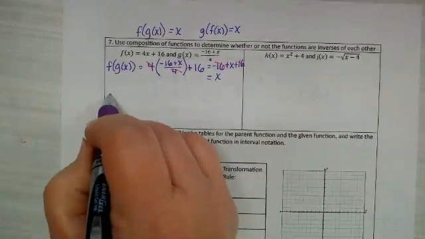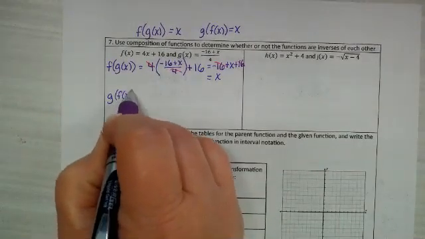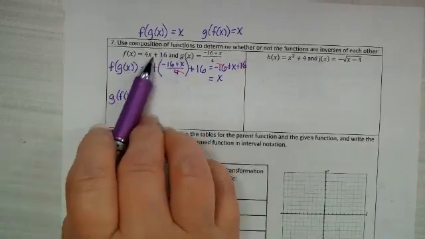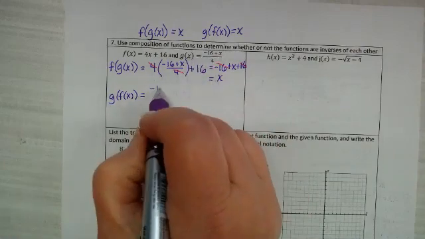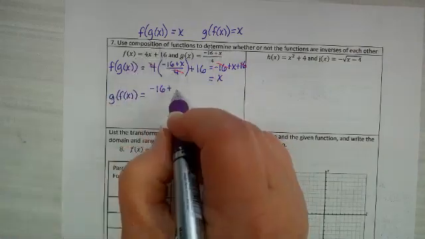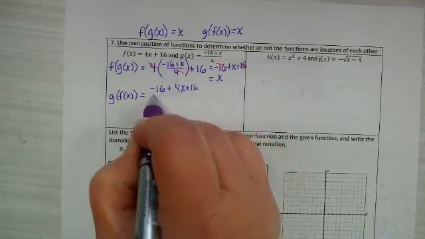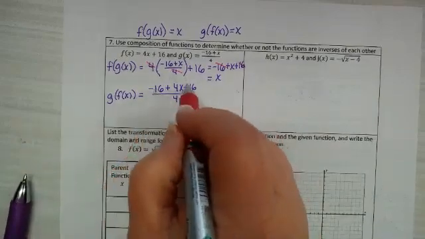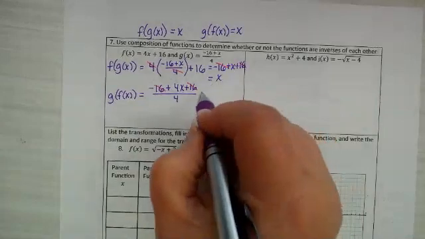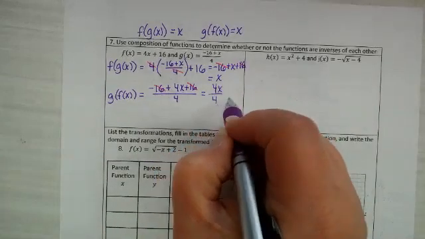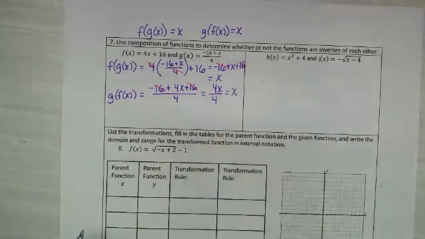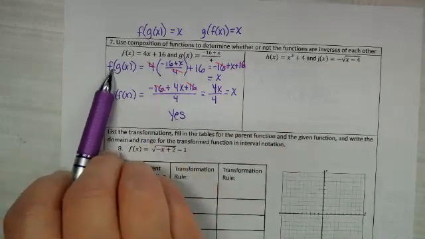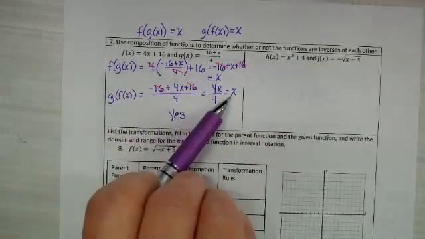Now I'm going to try it the other way. I'm going to check to see if g of f of x will simplify down to x. So this time I'm going to plug 4x + 16 in place of this x. So (-16 + all of this) in place of x, over 4. So we start to simplify. -16 + 16 cancels, and I get 4x over 4, which divides out to be x. So the answer here is yes, they are inverses of each other, because f of g of x equals x, and g of f of x equals x.